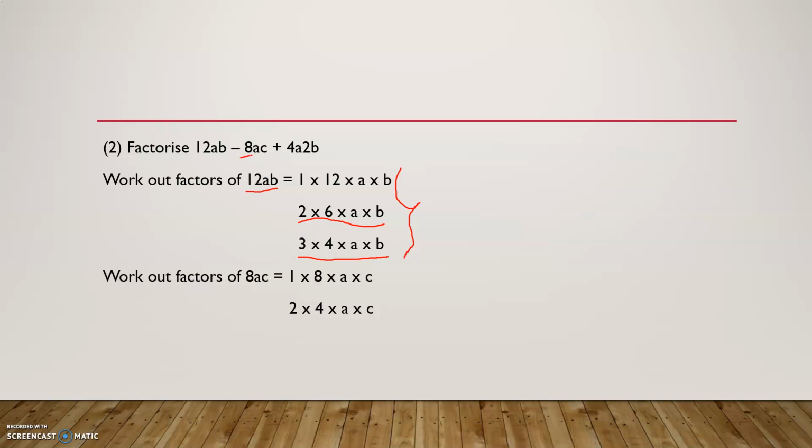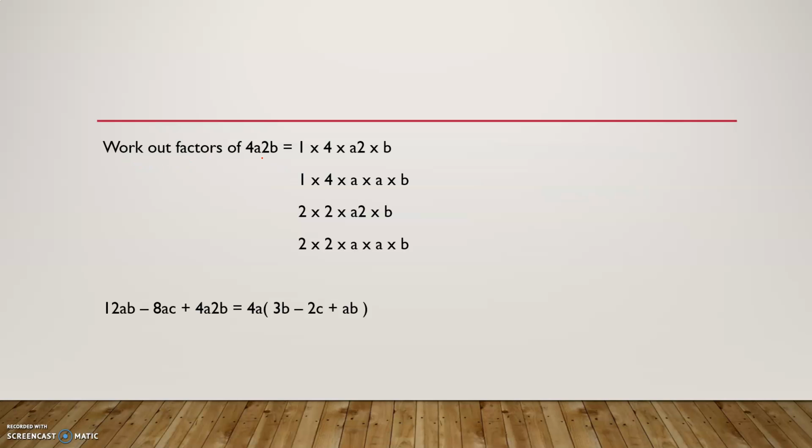Next one, which is 8ac. We can write 1 times 8 times a times c. So 1 goes 8 times, and a times c. Then 2 times 4 times a times c. So these are the only two possible factors for 8ac.